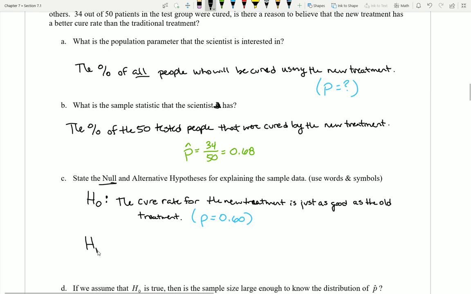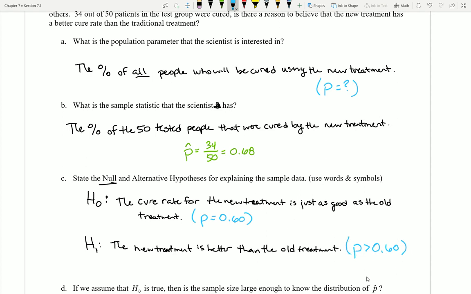When I write down my H1, this is going to be the more interesting one that says, well, it's possible, right, that obviously the new treatment could be just as good as the old, and maybe our sample was just a bit lucky, but it could also be the case that the new treatment is better than the old treatment. And that's maybe why in this sample we're seeing over 60% of people get cured. So in here we could say, okay, that would mean the cure rate would be over 60%.